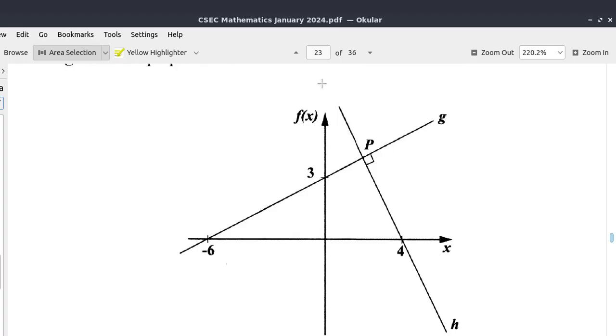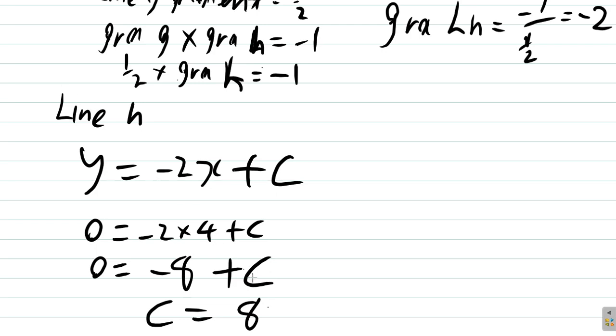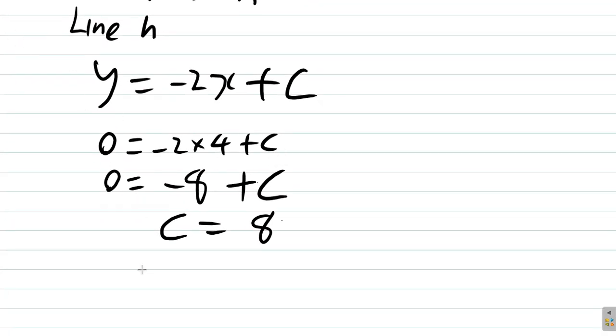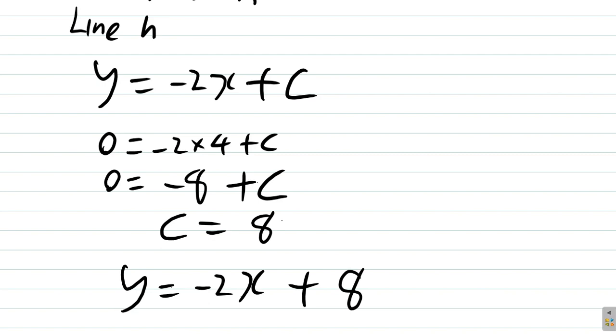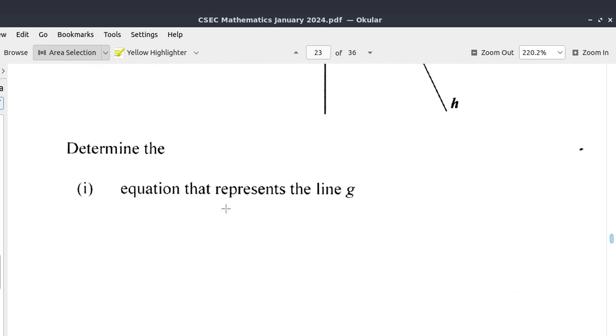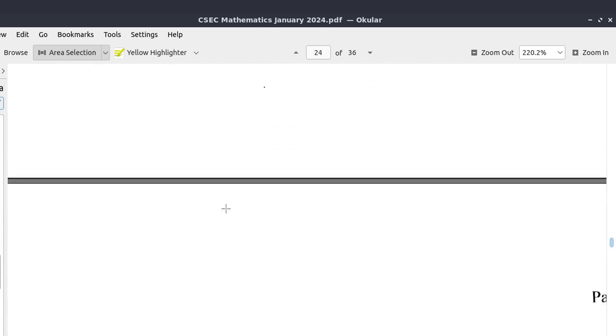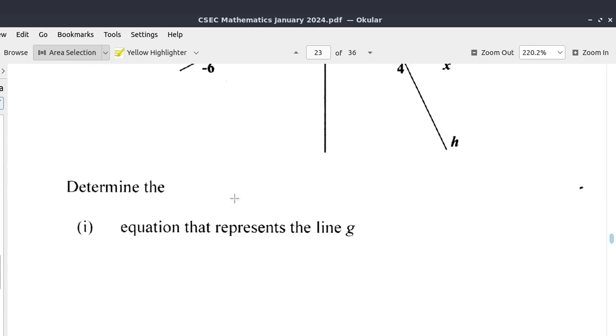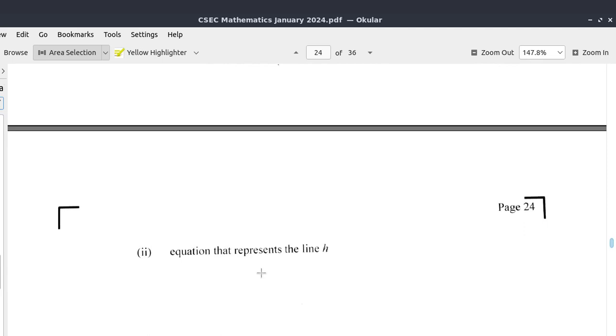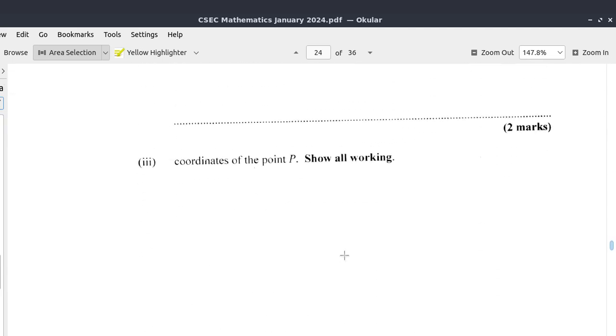So the graph cuts the y-axis at 8. It intersects the y-axis at 8. So the equation of line H is y is equal to negative 2x plus 8. So that's it. Alright? Now, you have the equation of line G and of line H.